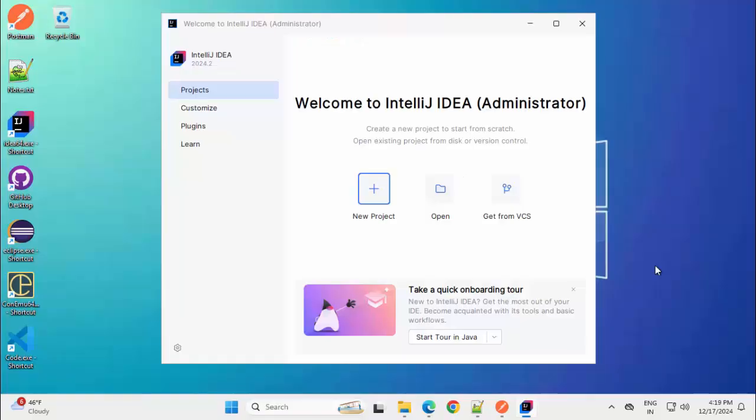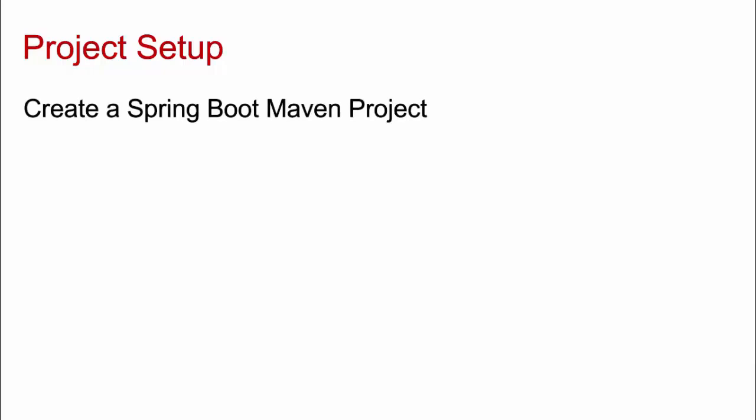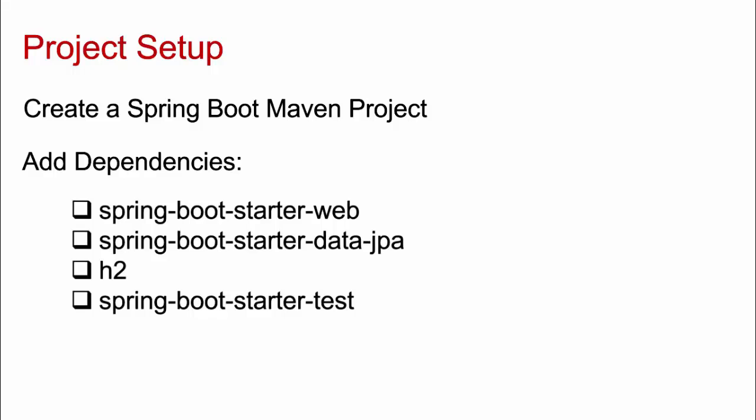Let's get started. Now, we are going to start the implementation of this project using IntelliJ IDEA Community Edition. I have IntelliJ IDEA already opened. And first thing, we are going to set up the project. Regarding project setup, we need to first create a Spring Boot Maven project, and then we need to add certain dependencies. These are starter web, starter data JPA, H2, and starter test.